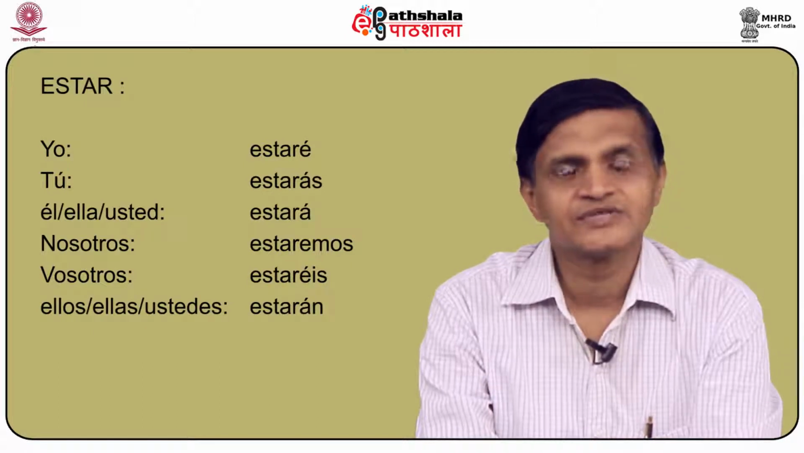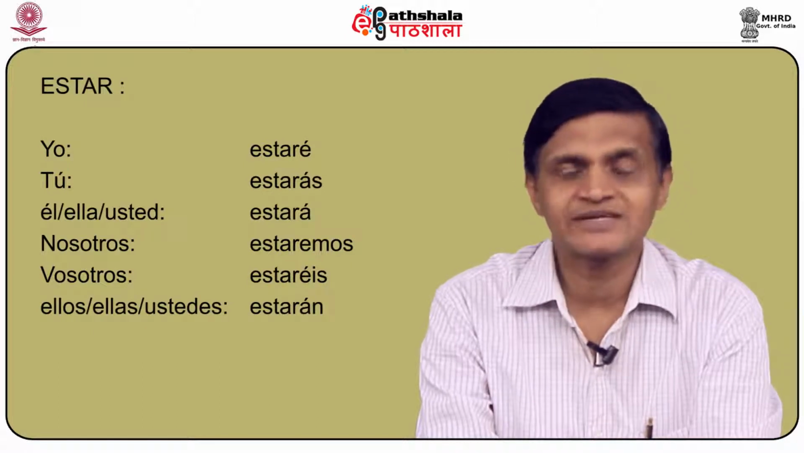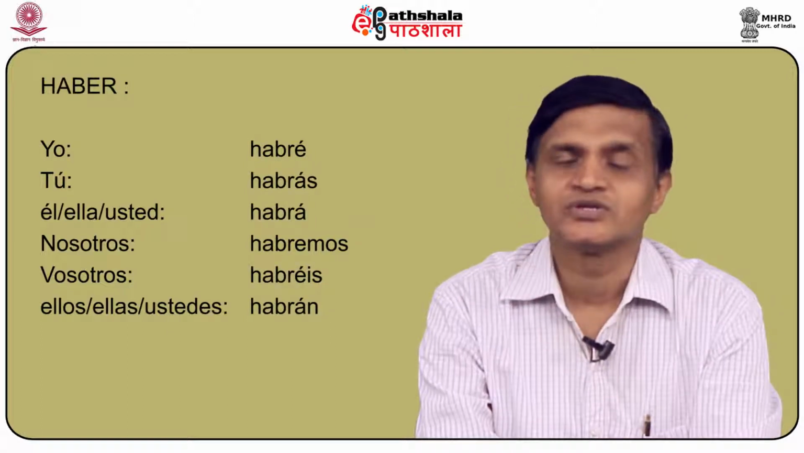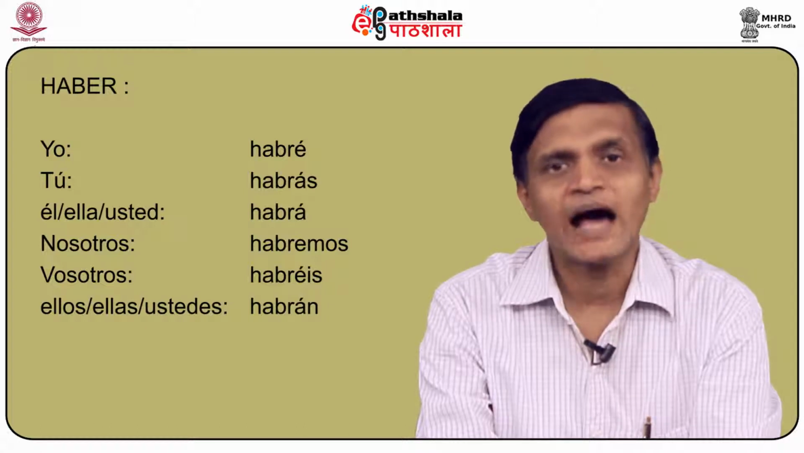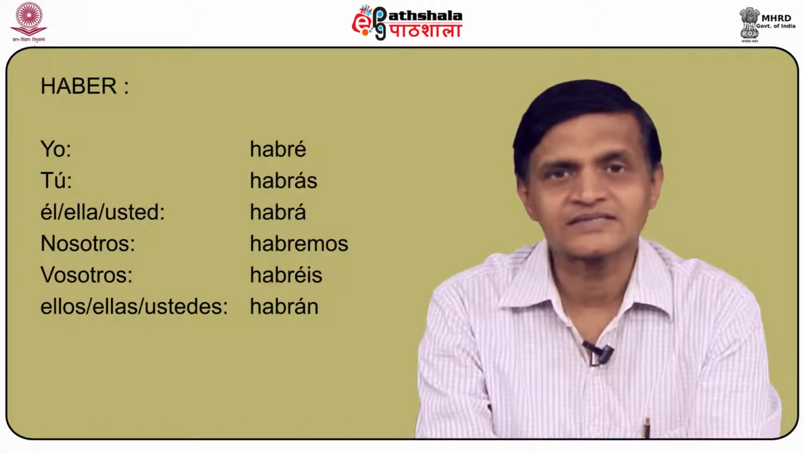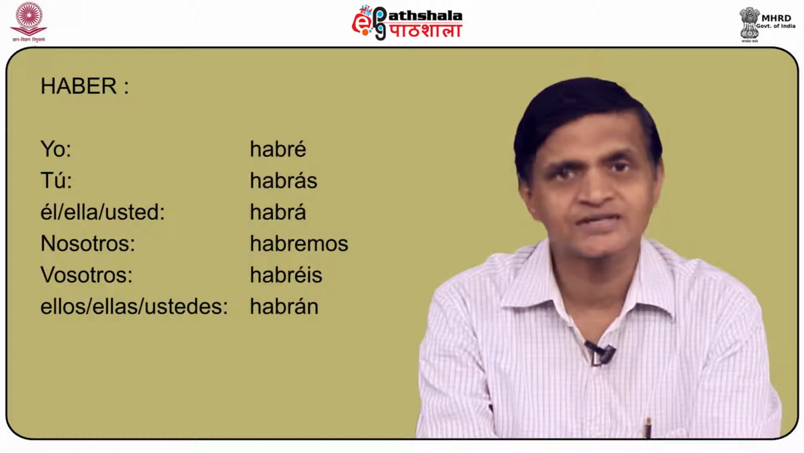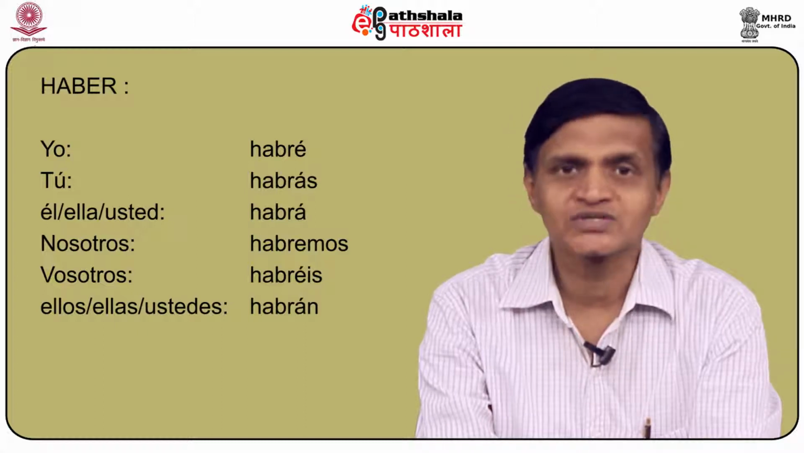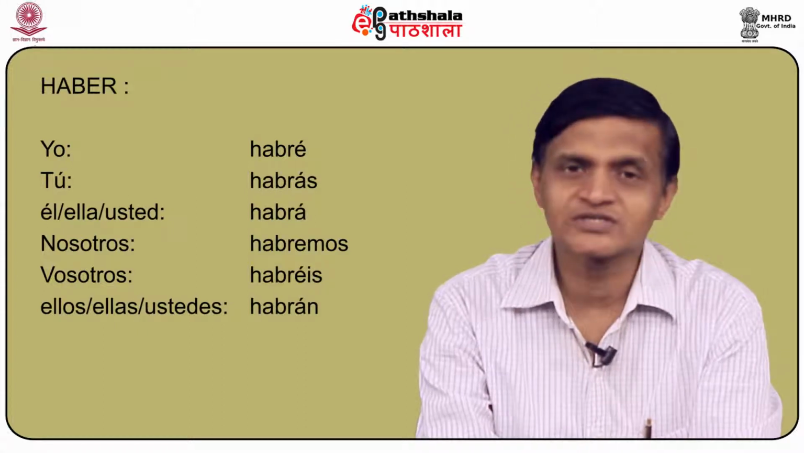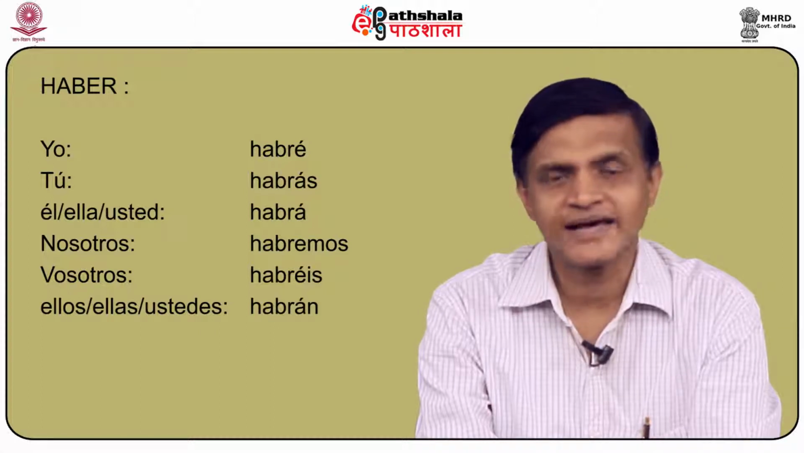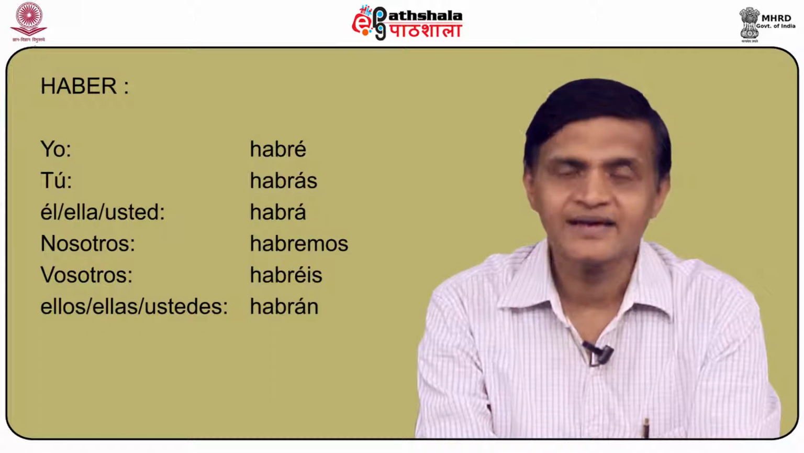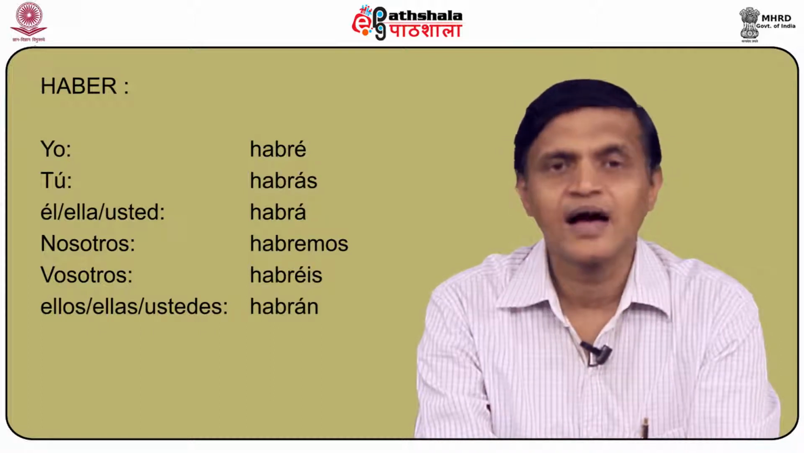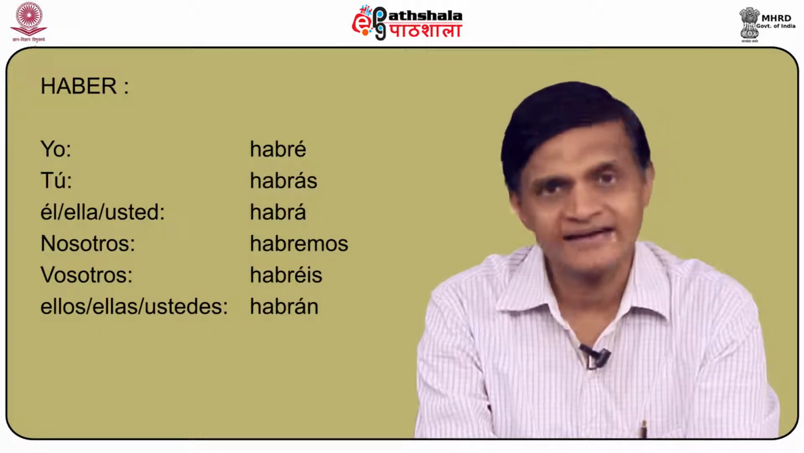Another verb which is also very useful and important is haber. So, the conjugation of haber in the future tense is yo habré, tú habrás, él, ella, usted habrá, nosotros habremos, vosotros habréis, ellos, ellas, ustedes habrán. I repeat, habré, habrás, habrá, habremos, habréis, and habrán.